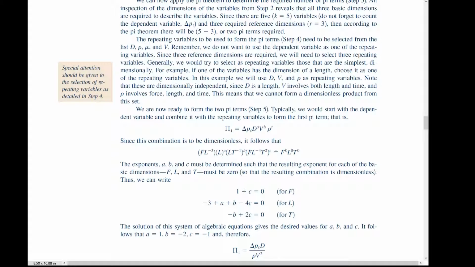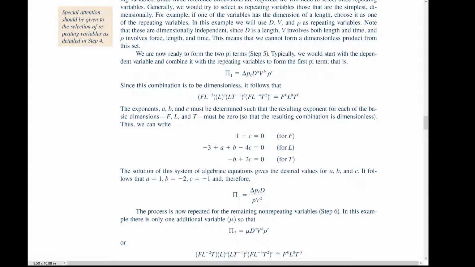Note that these are dimensionally independent, since d has a length, v involves length and time, and rho involves force, length, and time. This means that we cannot form a dimensionless product from this set. We are now ready to form the 2 pi terms. Step 5. Typically, we would start with the dependent variable and combine it with the repeating variables to form the first pi term. That is, pi 1 equals delta p sub l, d to the a, v to the b, and rho to the c.